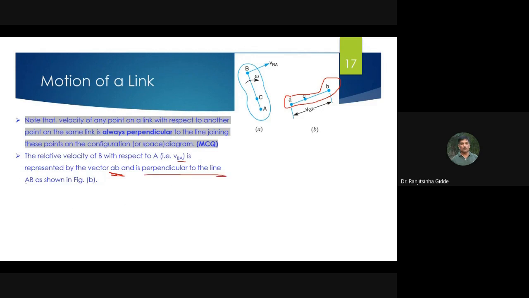perpendicular to line AB. Look at this figure, in figure B, what is ab representing? Relative velocity of B with respect to A. This one is figure A and this one is figure B. And this ab line is perpendicular to this AB. Small ab, a line indicated by small ab, is perpendicular to this line shown by the capital alphabet.